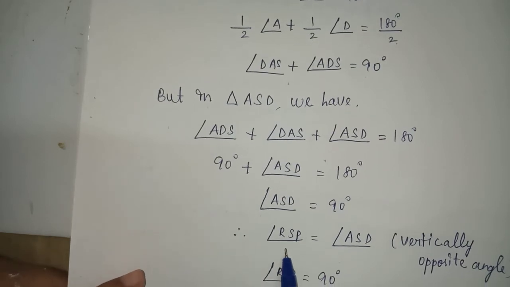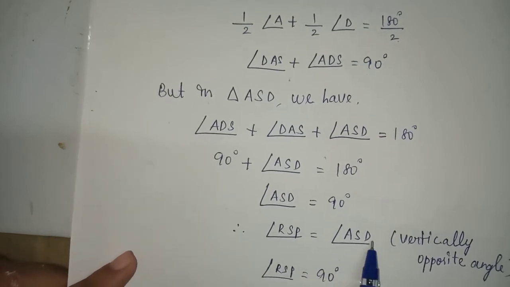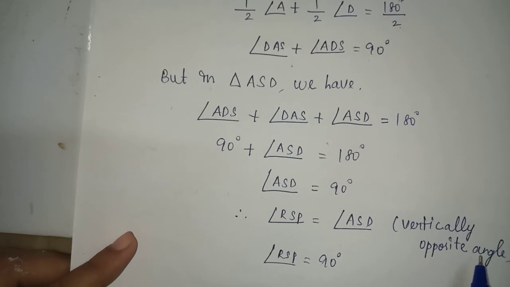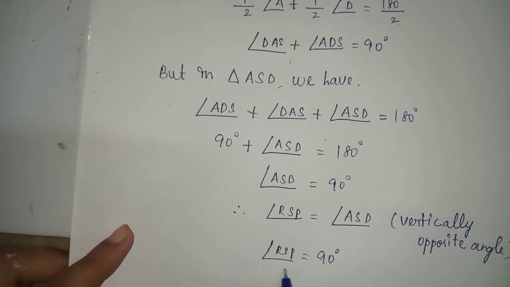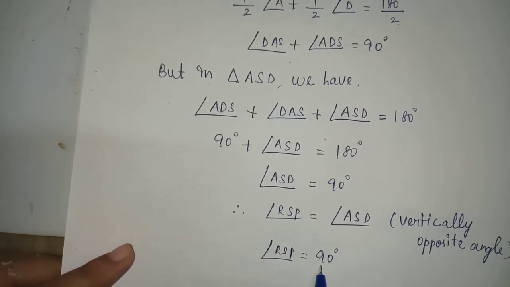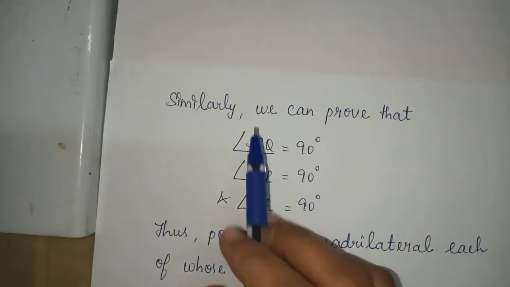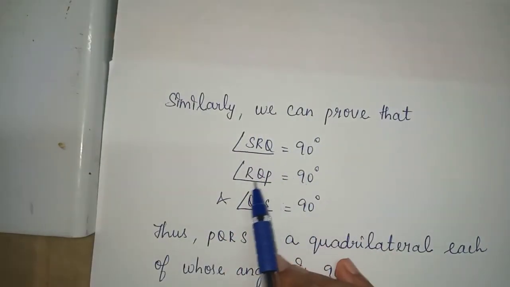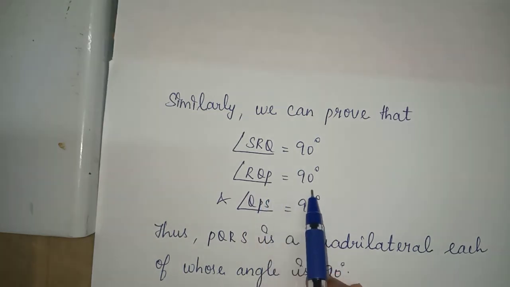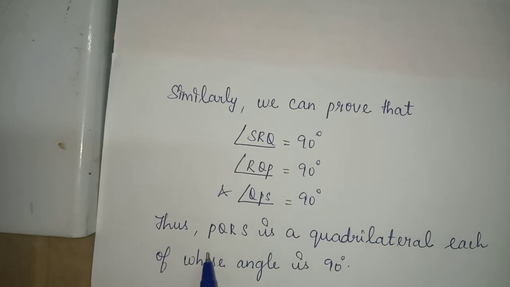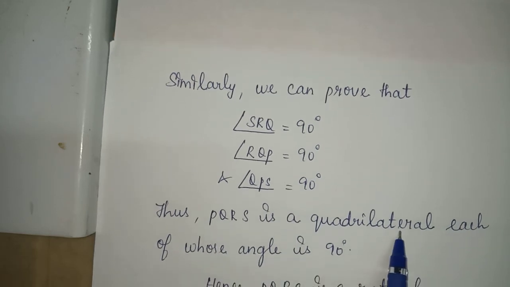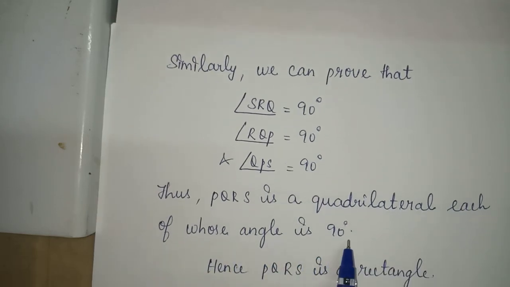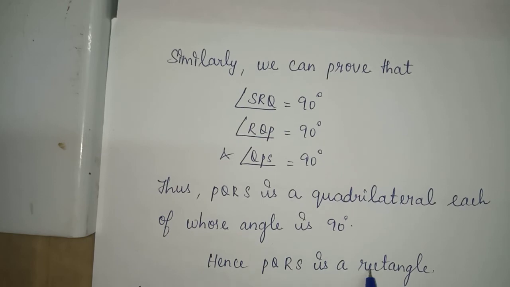Therefore angle RSP is equal to angle ASD, because they are vertically opposite angles. So angle RSP is also 90 degrees. Similarly, we can prove that angle SRQ is equal to 90 degrees, angle RQP is equal to 90 degrees, and angle QPS is equal to 90 degrees. Thus PQRS is a quadrilateral, each of whose angles is 90 degrees. Hence PQRS is a rectangle.